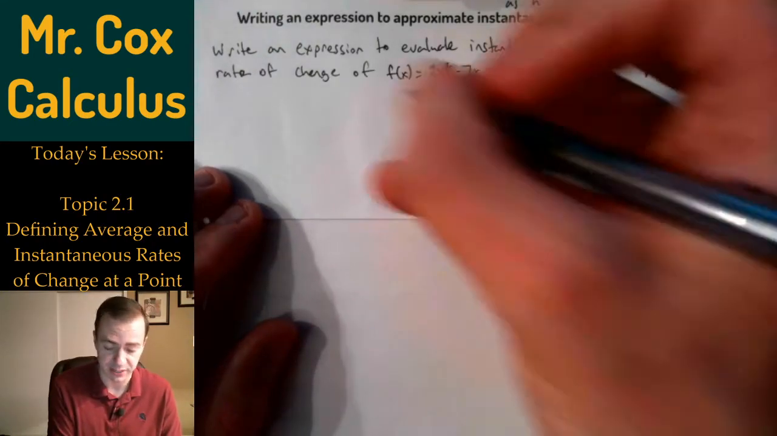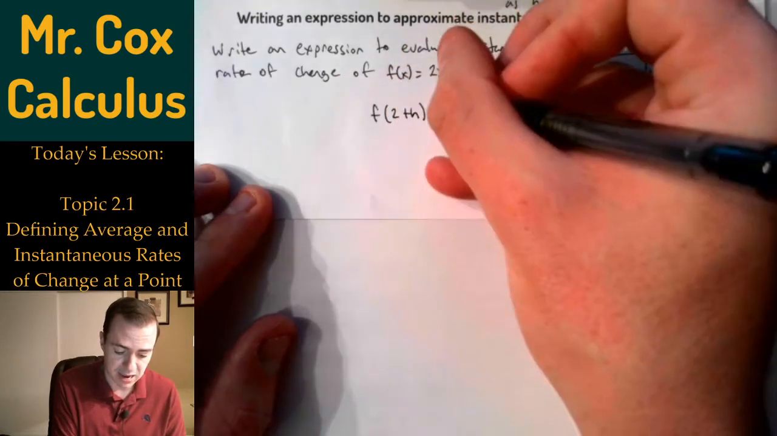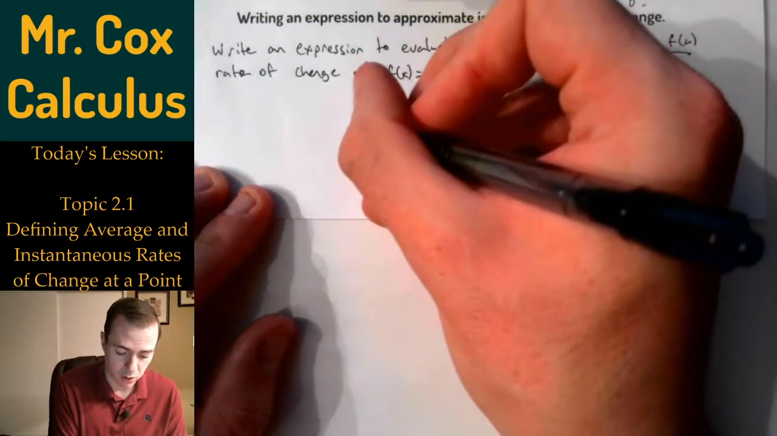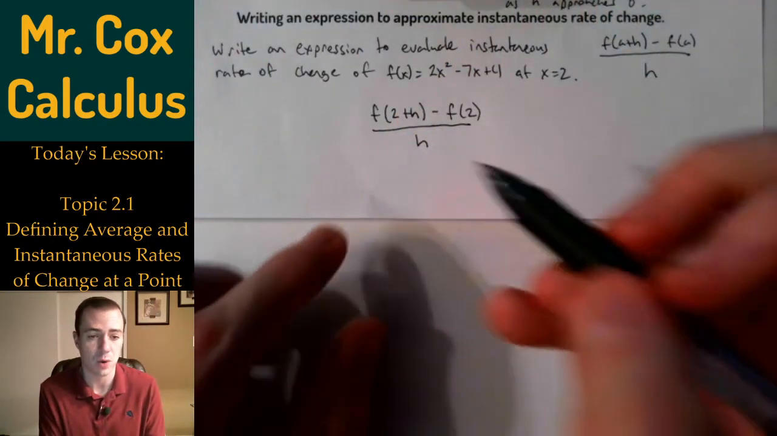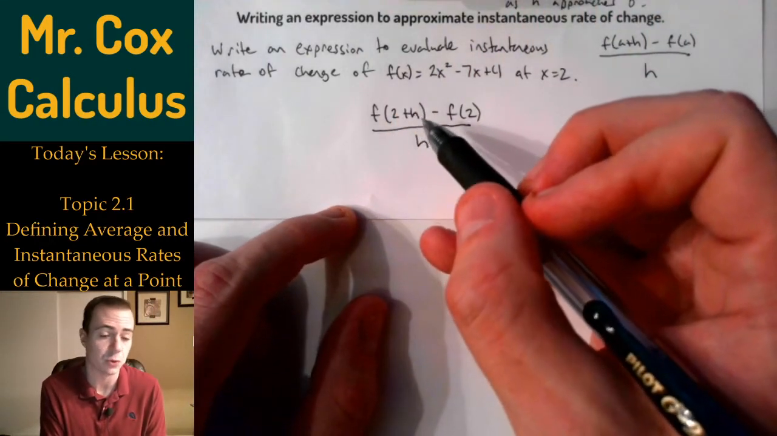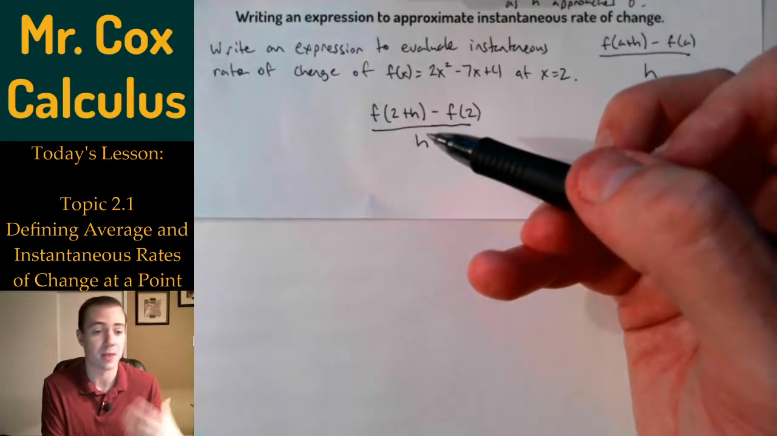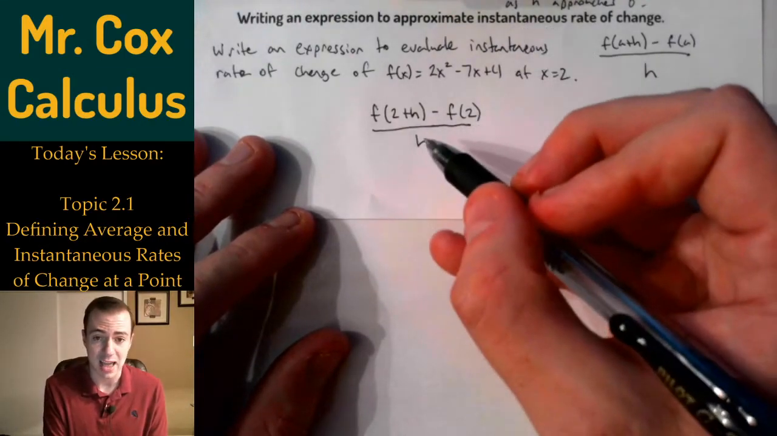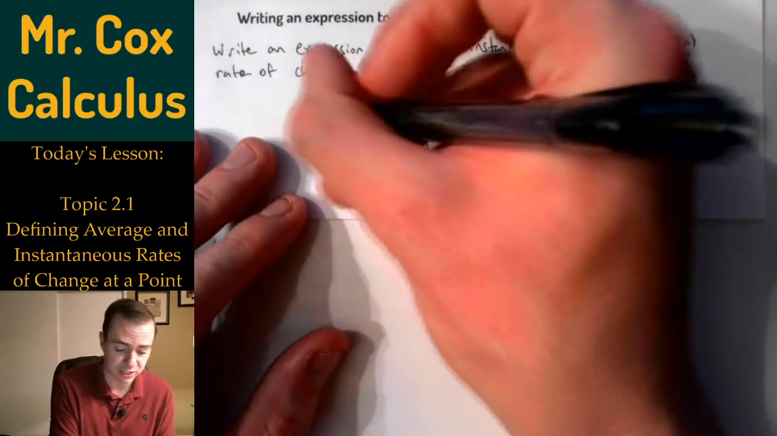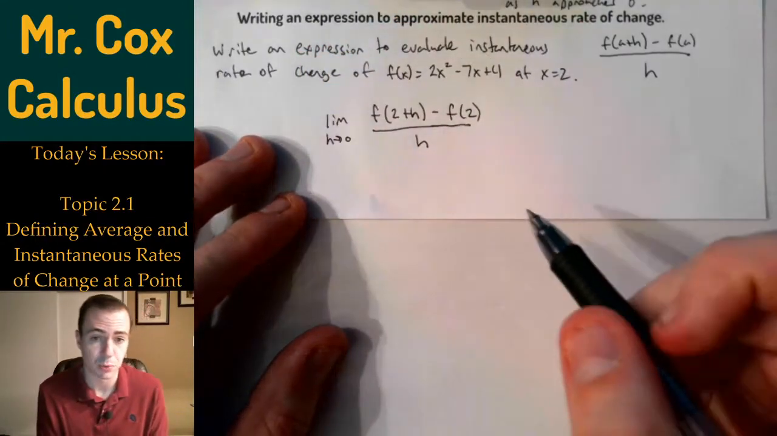So when I build this, I'm going to look at f of 2 plus h minus f of 2 all over h. And this is what we did in that topic 1.1, where we started off where maybe h equaled 1. And you did f of 3 minus f of 2 over 1. And then we did 0.1 and then 0.01. The nice thing now is that now that we know limits, we can actually look at this as h approaches 0 by simply taking the limit as h approaches 0.